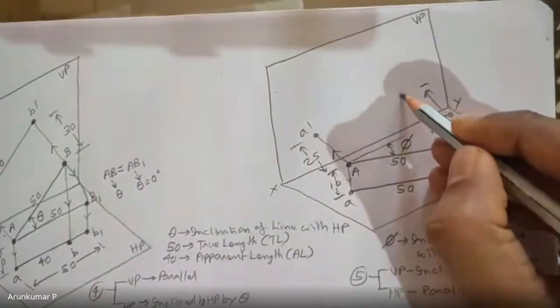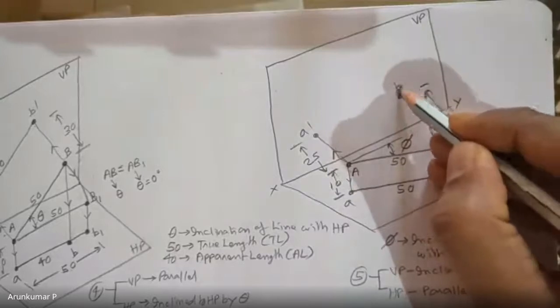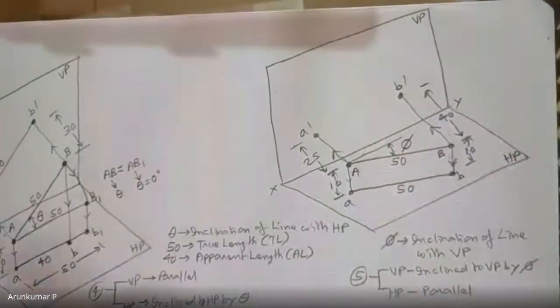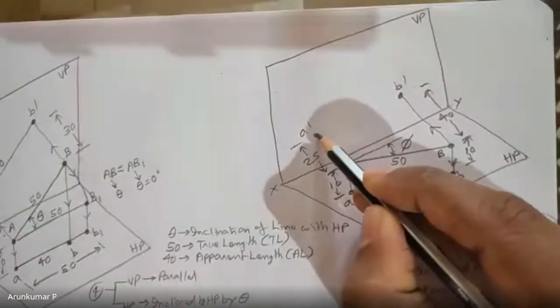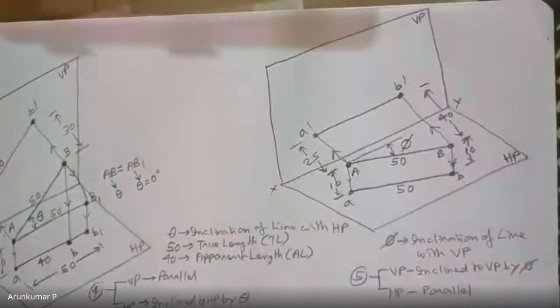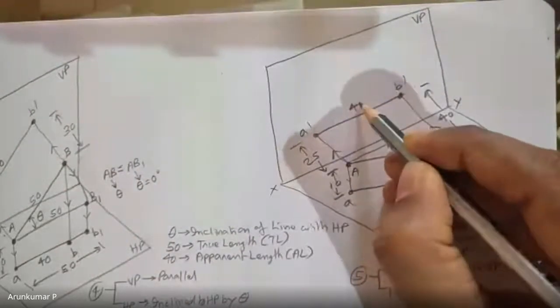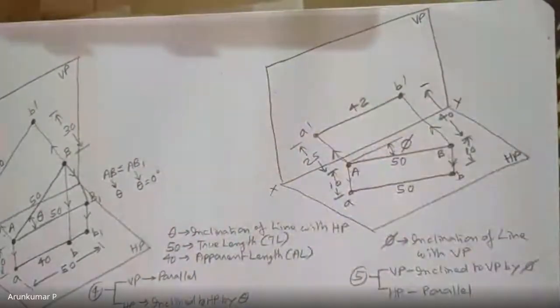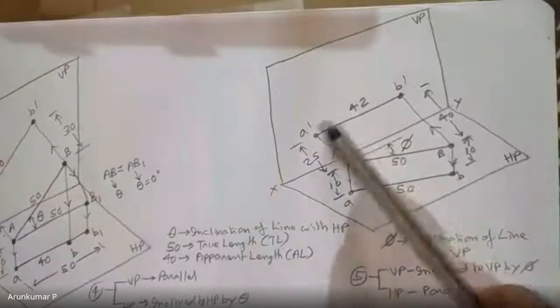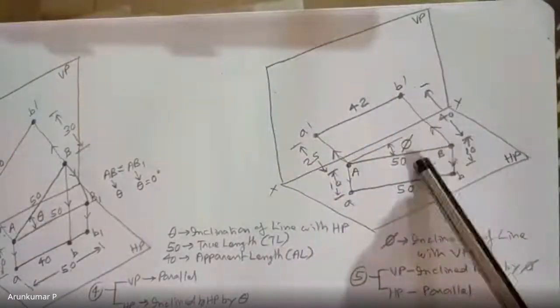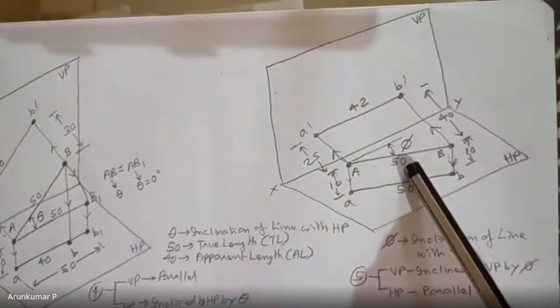I'll get B dash here. If I join A dash and B dash, I may get a length of maybe around 40, 42 mm. But definitely this length of the front view is going to be less than 50. Isn't it? Why is this happening?